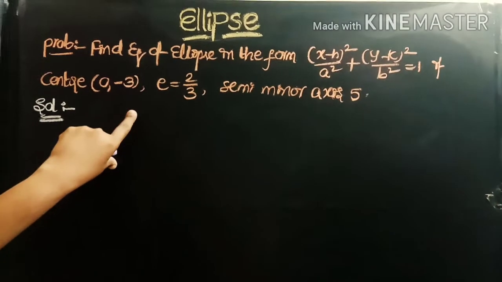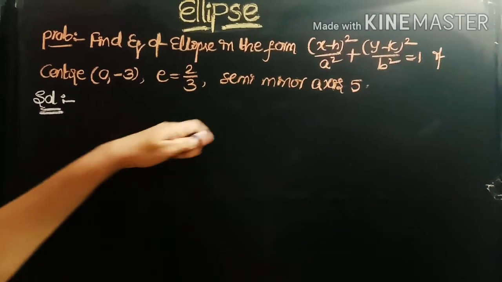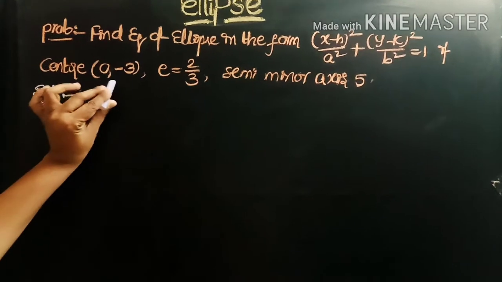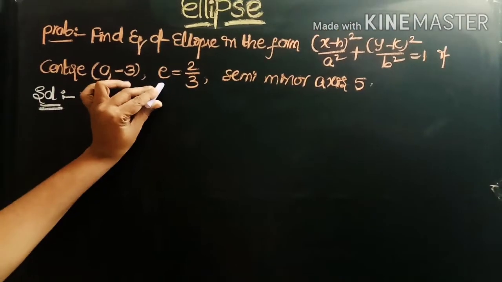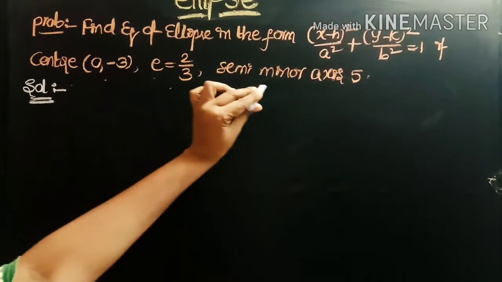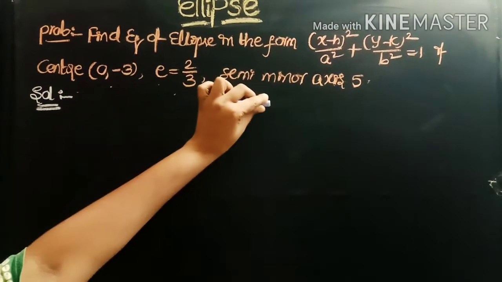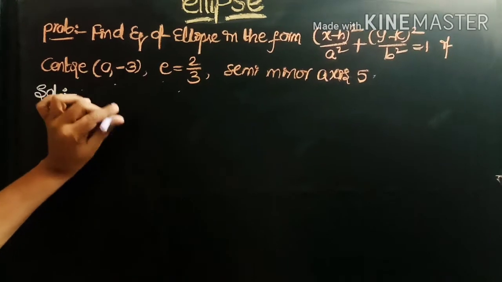Next problem, find the equation of the ellipse in the form (x minus h) whole square by a square plus (y minus k) whole square by b square is equals to 1, if center is equal to 0, minus 3, eccentricity e is equal to 2 by 3 and semi-minor axis is equals to 5.